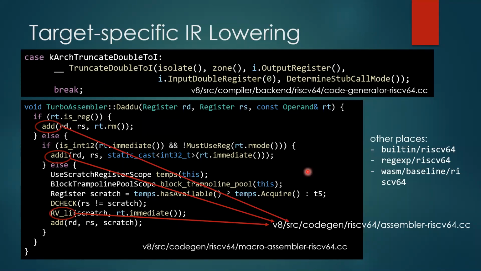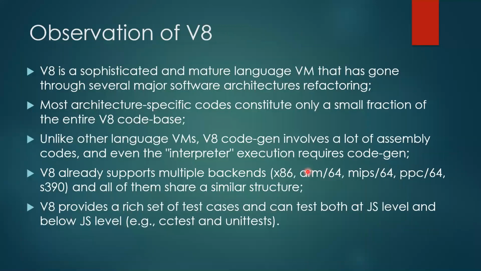Okay, so how do we go about building a backend? We actually made a few observations here. The first one is that V8 is a huge code base. It's sophisticated. It's a pretty mature language VM. I think it has at least 10 years, maybe more years of history. And it has gone through several major software architecture refactorings, which are all good things.